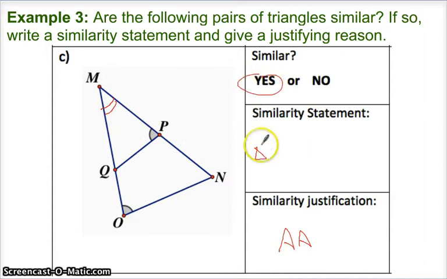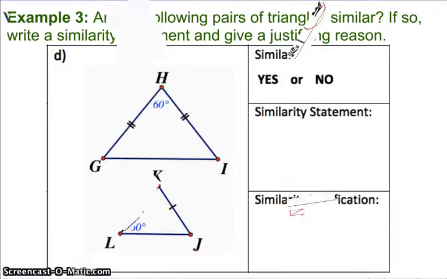But the hard part's this. Angle M in one triangle has to go with angle M in the other triangle. P in one triangle has to go with O in the other triangle. And then the last one should just fill itself out. Q is the other point and N is the other point. So that's all there is to that one.